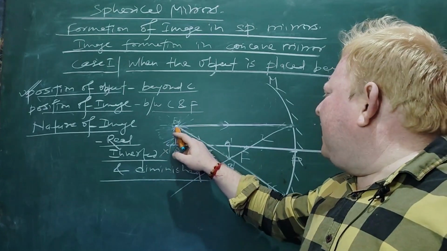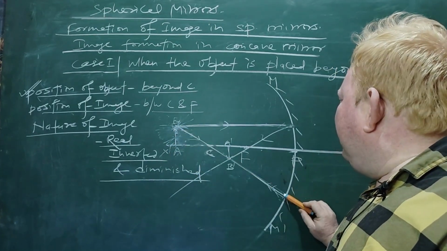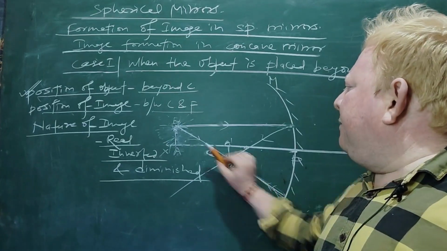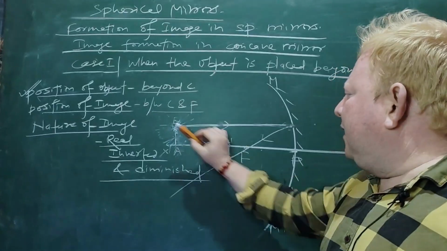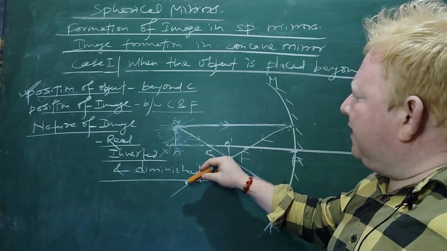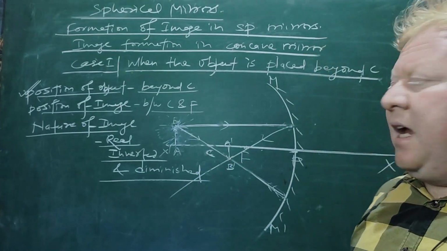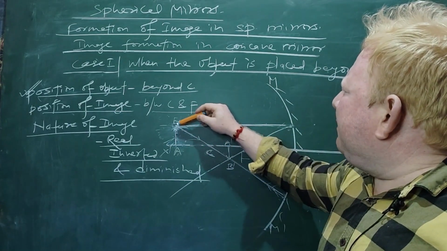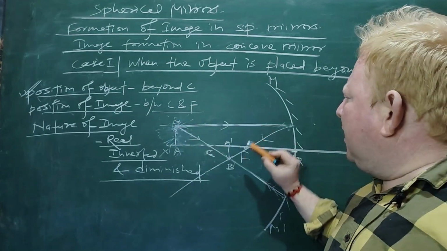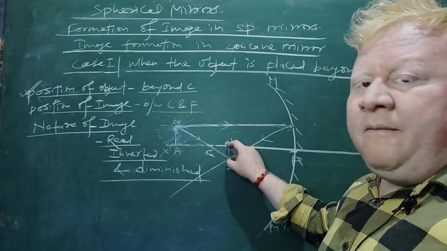And second ray you can take ray passing through center of curvature, that after reflection will retrace back along the same path. So this will become the reflected ray and this is the reflected ray. These two are meeting at this point where an image will be formed, and these two rays were coming from the head part. So the head part of image will be formed. So this is the real image.